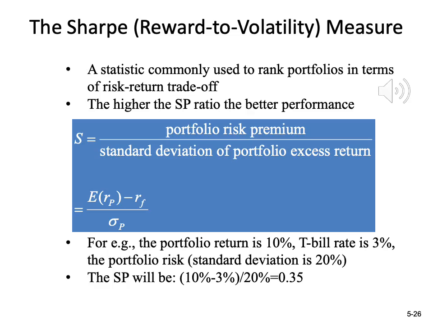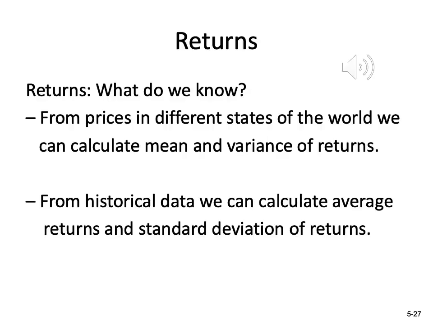For example, if the portfolio return is 10%, T-bill return is 3%, the portfolio risk or the standard deviation is 20%, then we can calculate the Sharpe ratio, which is risk premium 10 minus 3% divided by the portfolio risk 20%, 0.35. So the higher the Sharpe ratio, the better the performance. So when you are comparing the performance of any two stocks or portfolios, you always want to pick the highest Sharpe ratio one. So what do we know about returns and the risk?